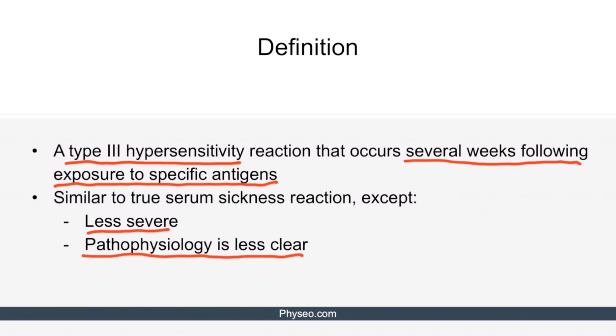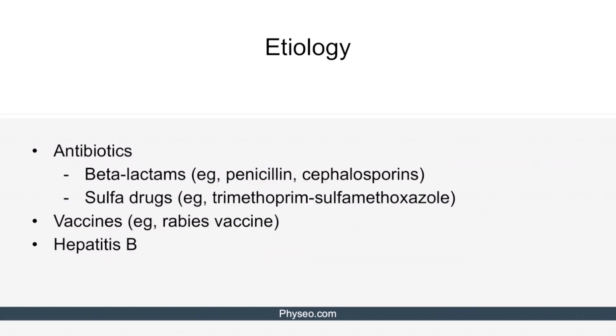Some sources say that serum sickness-like reaction does not involve extensive immune complex deposition like the true serum sickness reaction does. Other sources disagree. The key is to remember the specific antigens that can cause serum sickness-like reaction. Those specific antigens include certain antibiotics, certain vaccines, and acute hepatitis B.